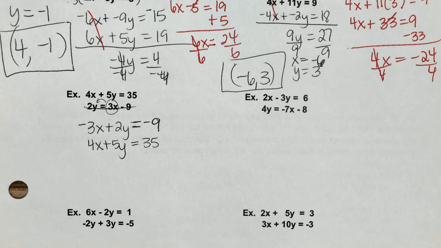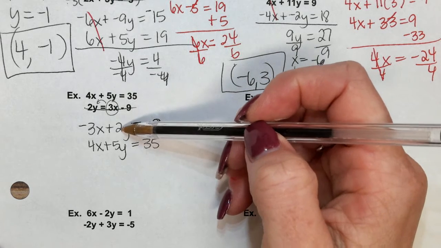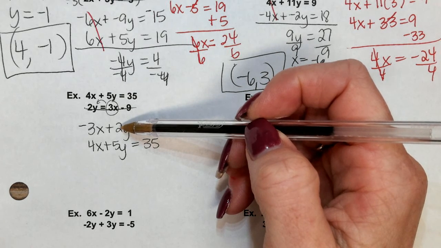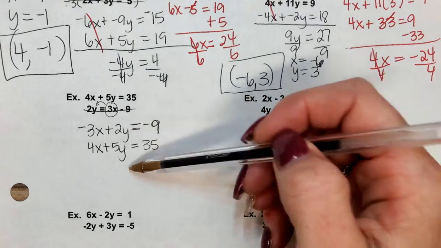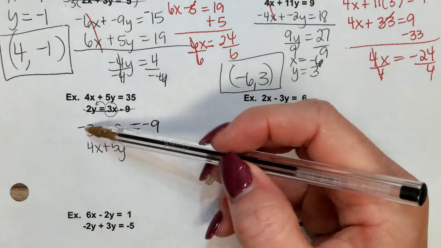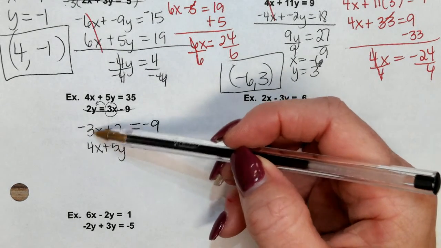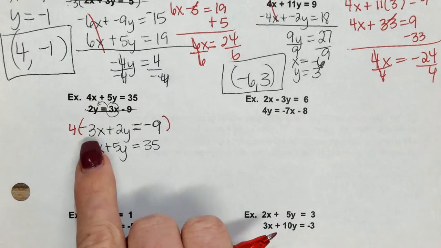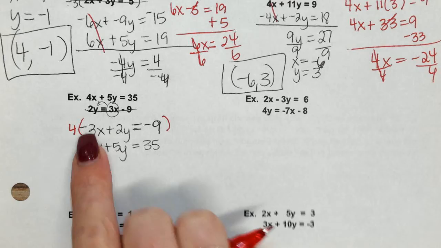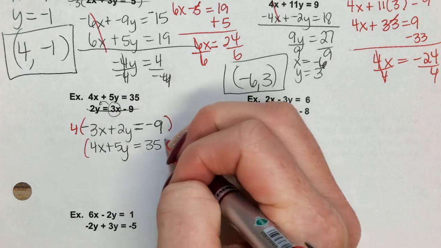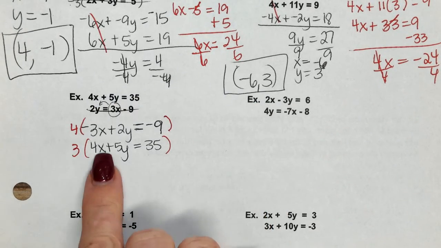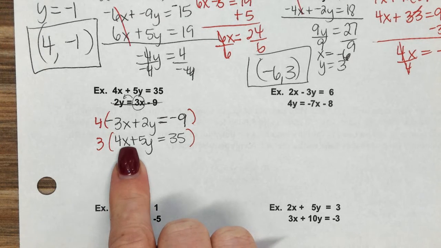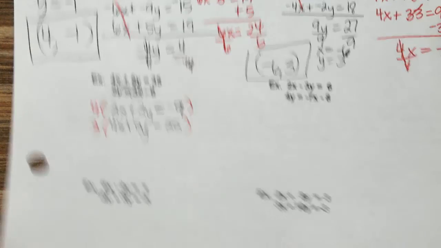And you can decide. It's kind of like the least common multiple, something you'll learn in like 5th grade. But anyways, I know that if I multiply this equation by 4, then this will become negative 12. And if I multiply this equation by 3, this will become positive 12, and then they will cancel out. So that's what I have to do first. So here we go.